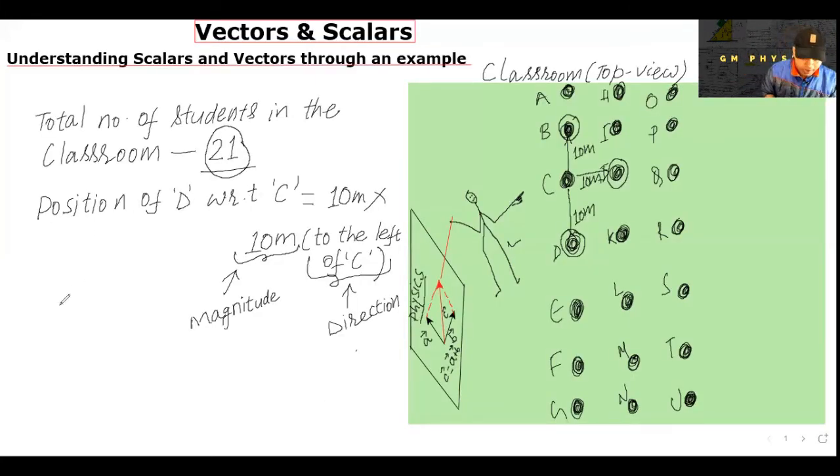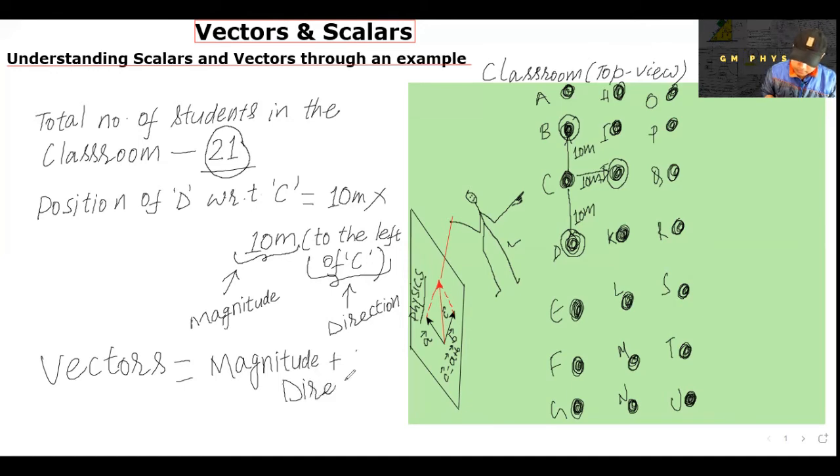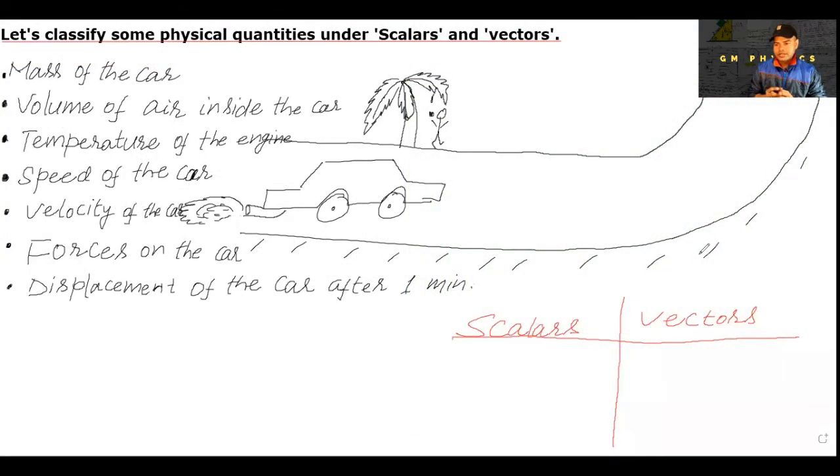So in short, we can write, vectors mean magnitude plus direction. Are you getting the point? Vectors mean magnitude plus direction. All right. So now we are going to classify some real life physical quantities related to this car under the heading scalars and vectors based on what we have learned so far. That is, based on magnitude and direction. Whether a given physical quantity has only magnitude or both magnitude and direction. So let's look at some of those physical quantities.